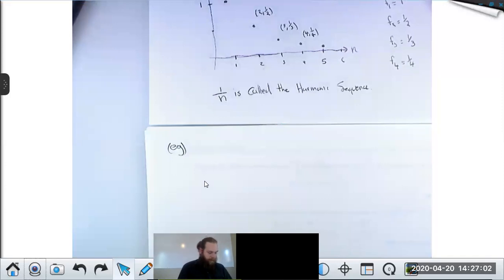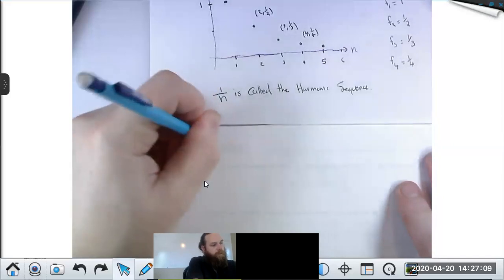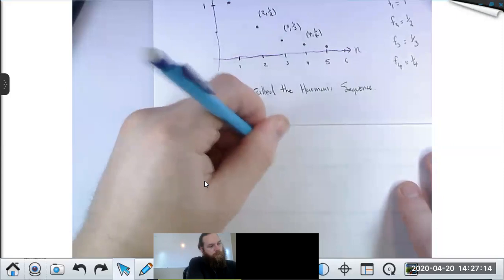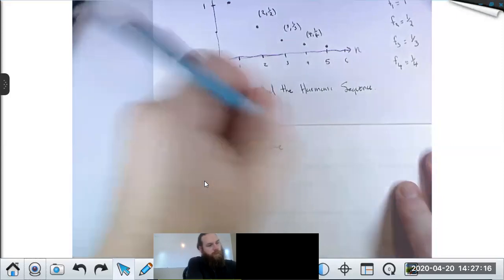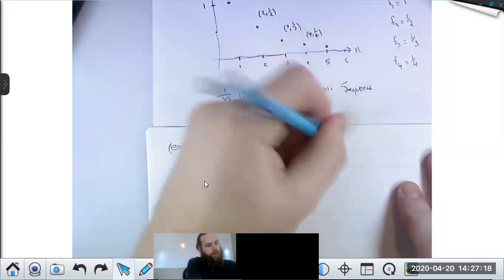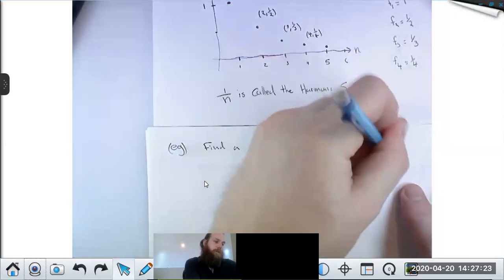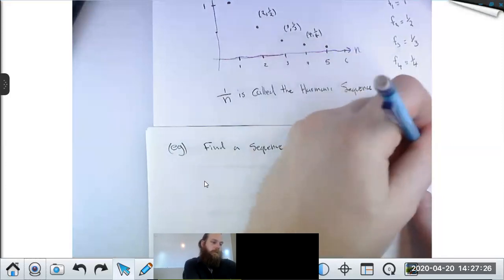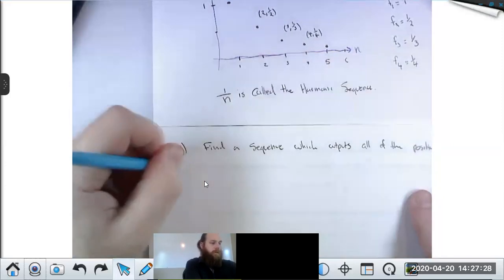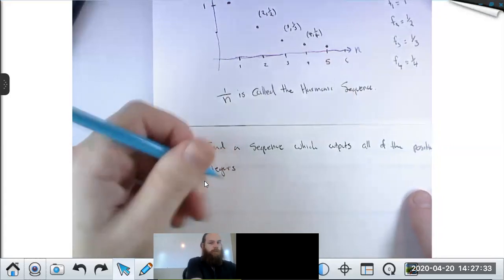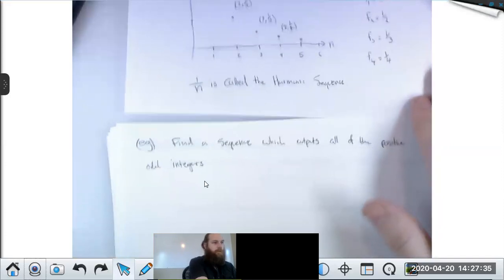So we can look at the sequence. Find a sequence which outputs all of the positive odd integers. Well, this is a reasonable game to play.